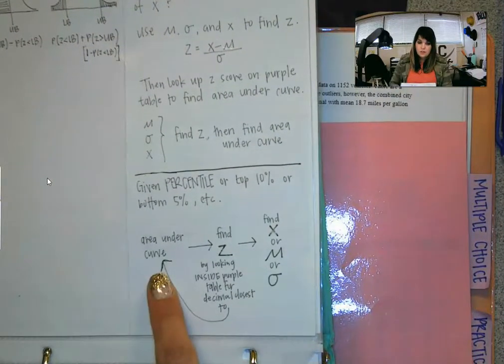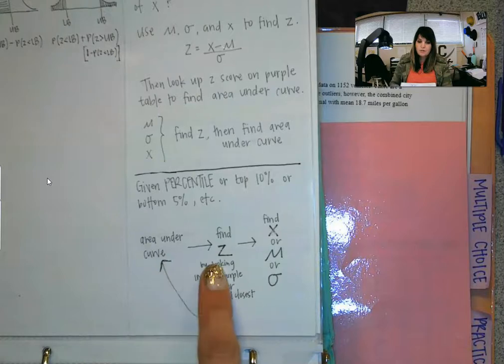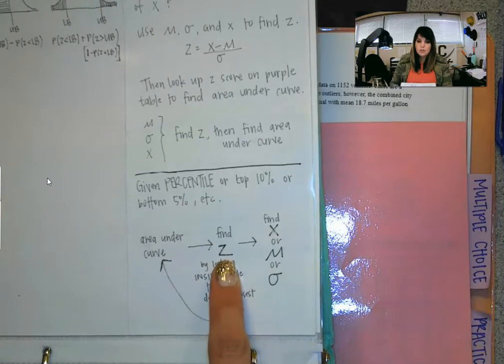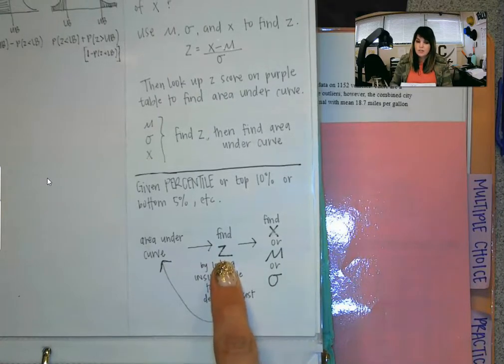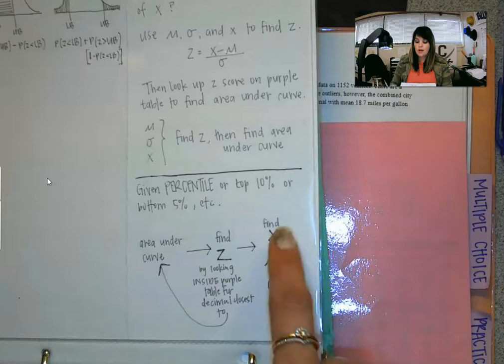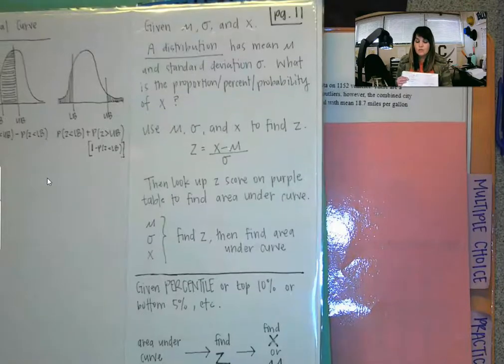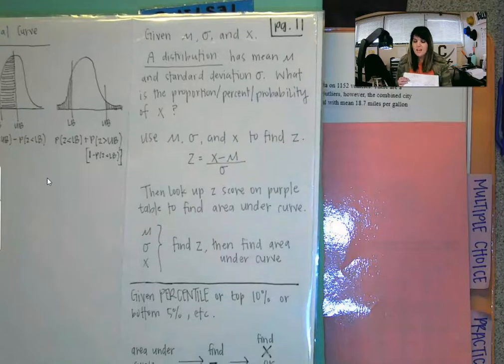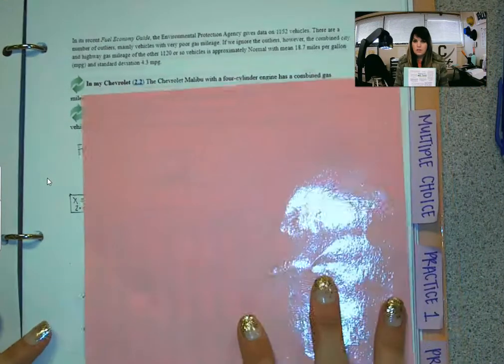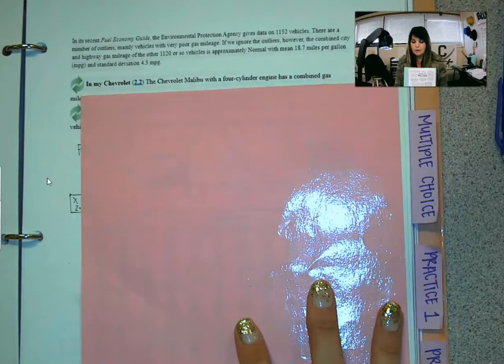You need to use the area under the curve to find z, and once you know z, you use its equation to solve for x, mu, or sigma. So this is how you solve page 11 and page 12. Please really give it a try before you keep going with this video. So pause and then come back when you've done it.